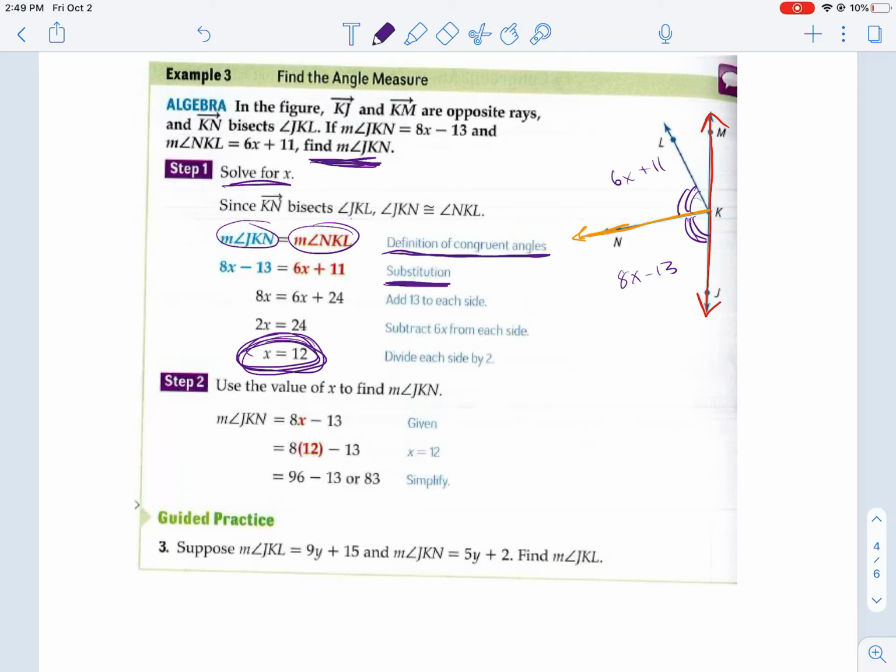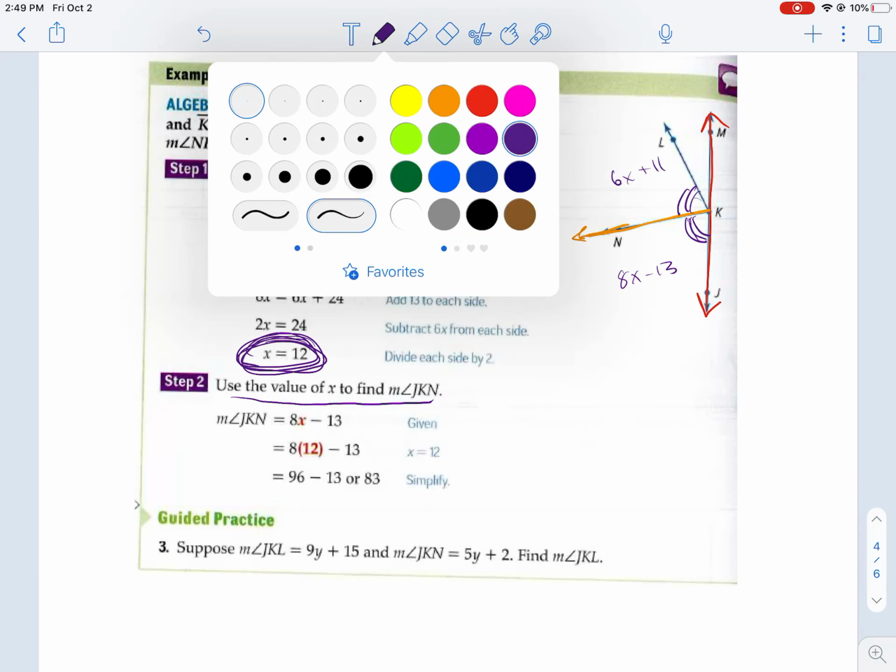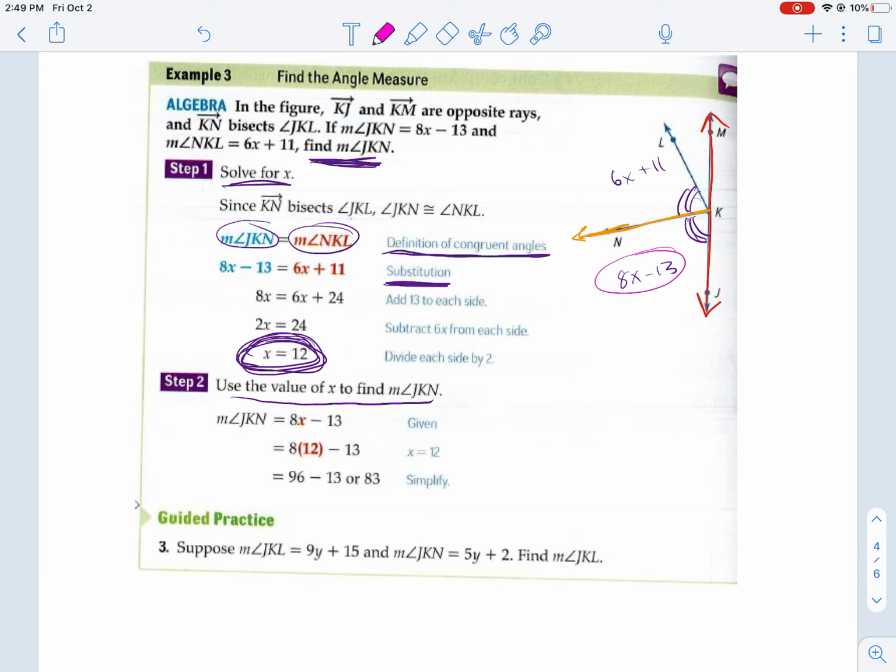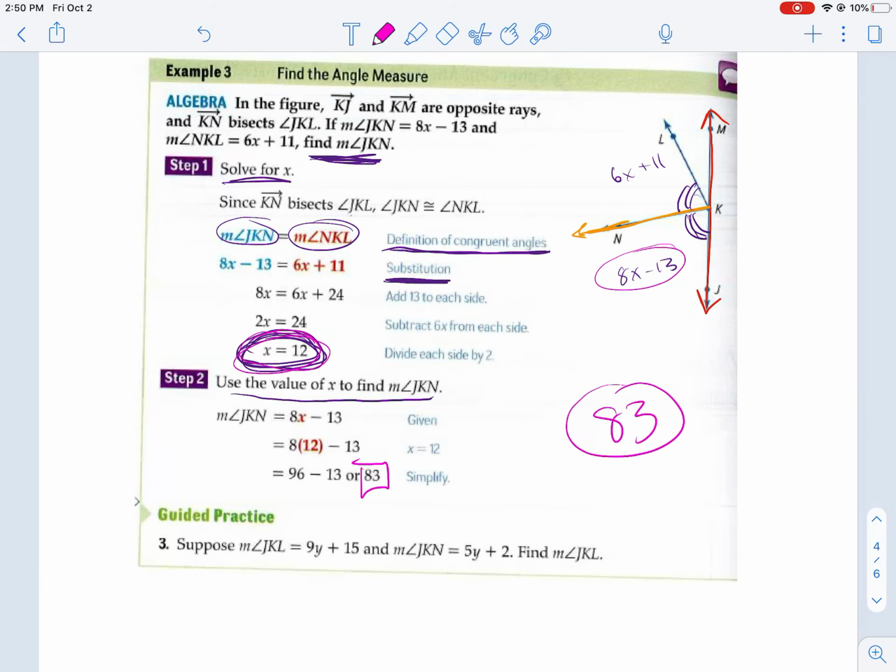Now that I've gotten this value of x equals 12, my next move is to use that value of x to find the measure of JKN. I take the expression they gave me, which is this one right here, and substitute the value of 12 for x. By doing so, you get 83. So the measure of JKN is equal to 83.